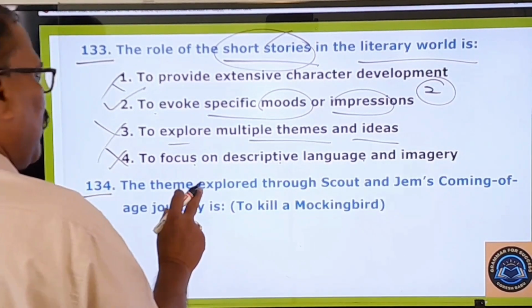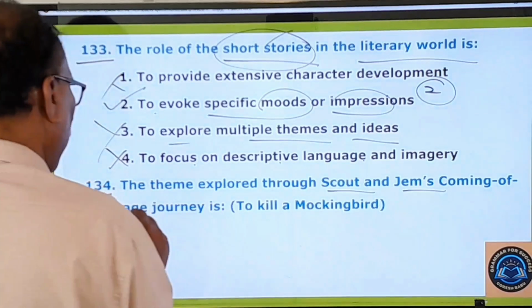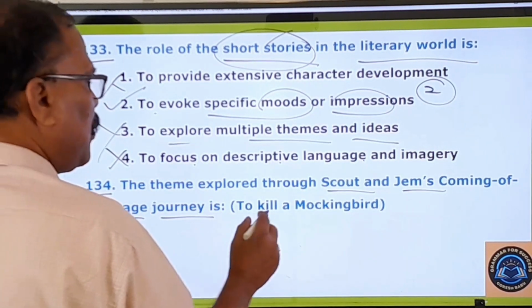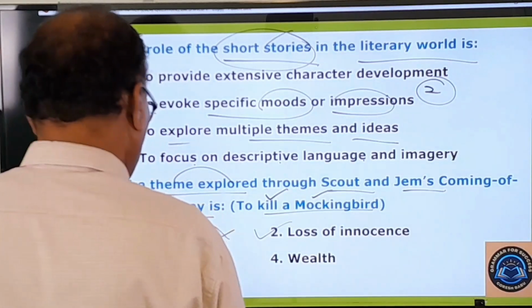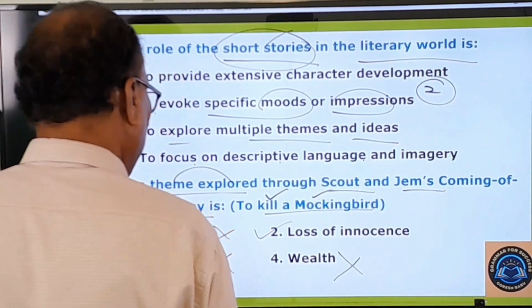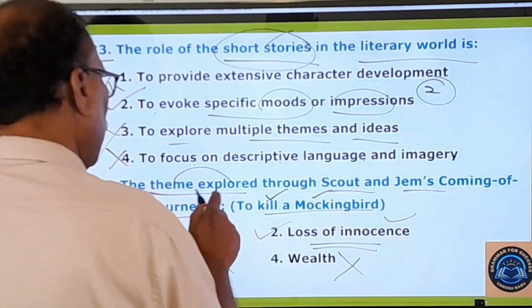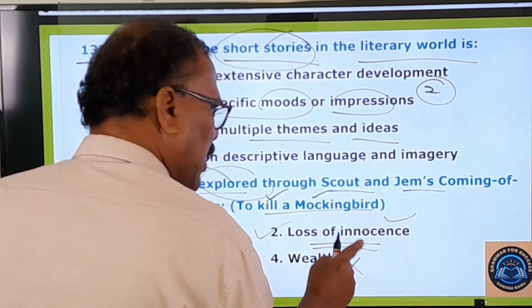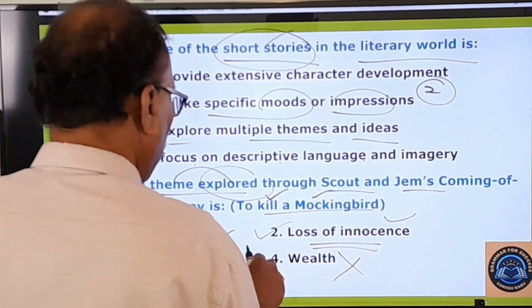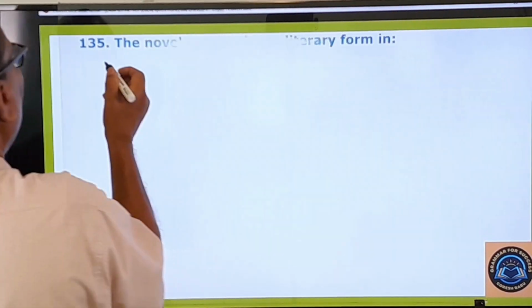134th question. The theme explored through Scout and Jem's coming of age journey in To Kill a Mockingbird is. Friendship, no. Loss of innocence, yes. Adventure, no. Wealth, no. So the theme explored through this journey is loss of innocence. The second one is your answer. And now you move on to other questions.